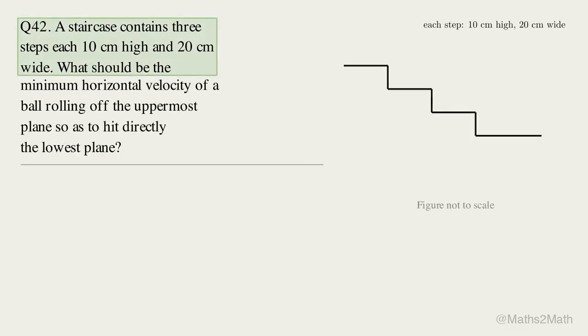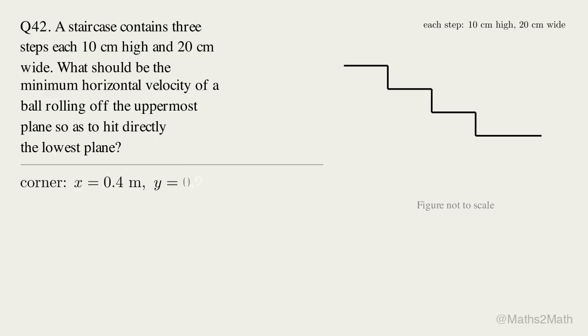Question 42. A staircase has 3 steps, each 10 centimeters high and 20 wide. A ball rolls off the top horizontally. What minimum speed lets it hit the lowest plane directly? What does this mean? To skip the middle steps, the ball must clear the edge of the last intermediate step, 0.4 meters across, while falling at most 0.2 meters.